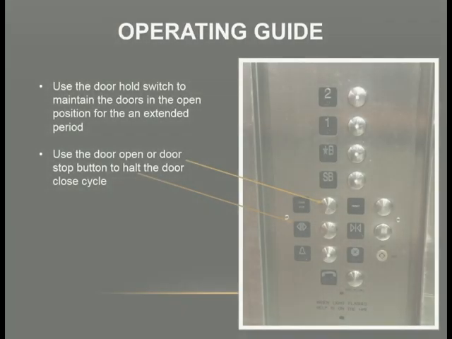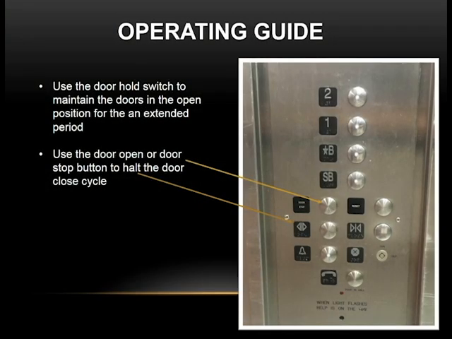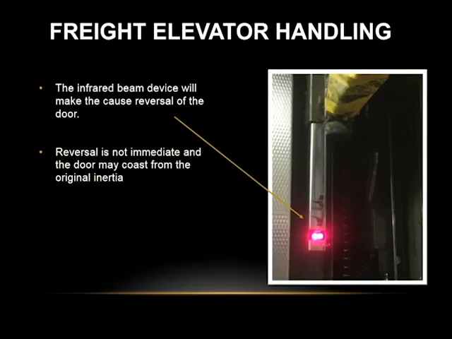While on a freight elevator, use the hold door switch to keep the doors in the open position for an extended period of time. Use the door open or door stop button to halt or reverse the door cycle. Reversal is not immediate and the doors may still close from the original inertia.